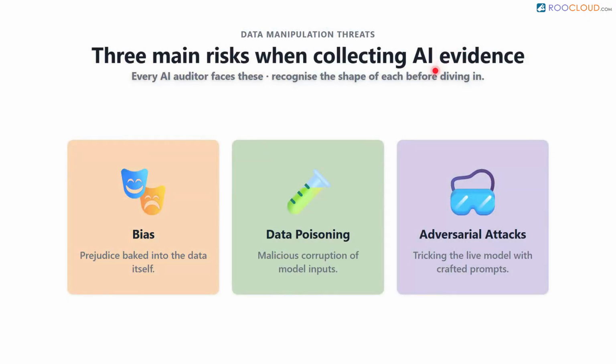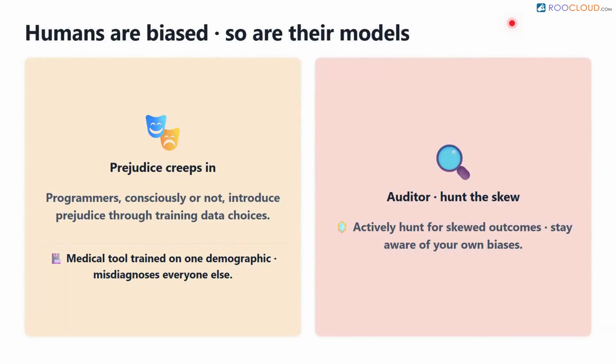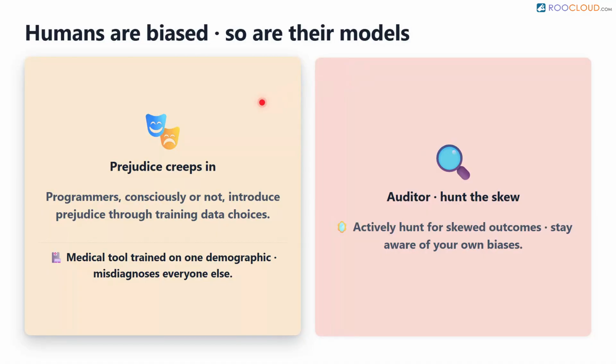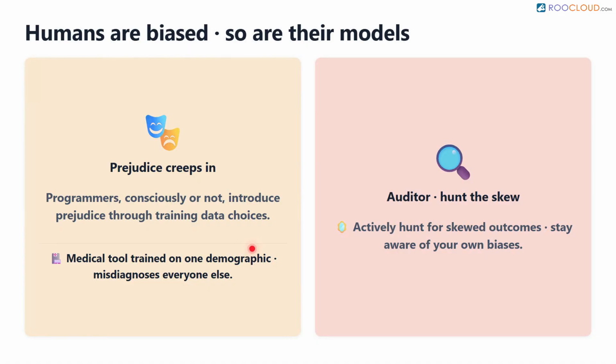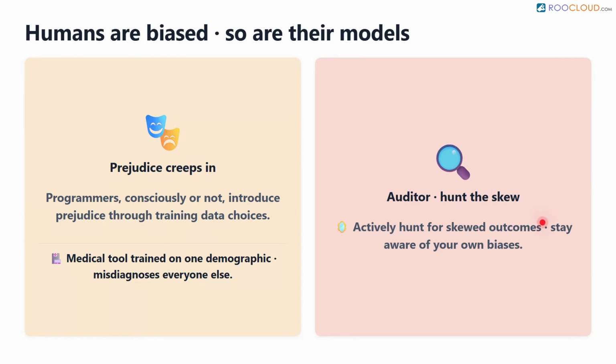When collecting evidence, AI auditors face serious risks regarding data manipulation. The three main threats are bias, data poisoning, and adversarial attacks. Because humans are inherently biased, programmers and data scientists can consciously or unconsciously introduce prejudice into their models simply through their selection of training data. If a medical diagnosis tool is trained entirely on health records from a single demographic, it will systematically misdiagnose patients from other backgrounds. Auditors must actively hunt for these skewed outcomes while also being highly aware of their own personal biases during data selection and analytics testing.